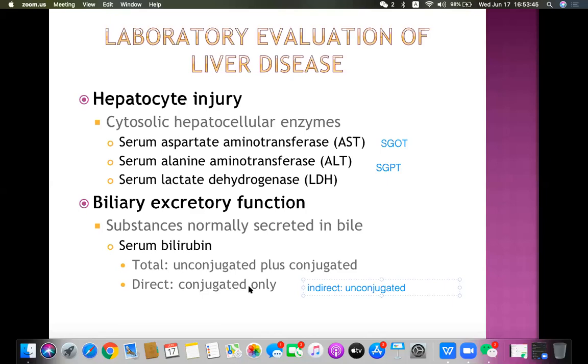Now, one small practical piece of information. When you order a liver function test, you always do TSB and the direct bilirubin. And where is the indirect now? This indirect is calculated from these two. So if I subtract direct from the total, indirect will be there. Let me give you one example here. If the total serum bilirubin is 5 and direct is 2, indirect would be 3. 5 minus 2 equals 3. So this is how we calculate the type of bilirubin in the patient.